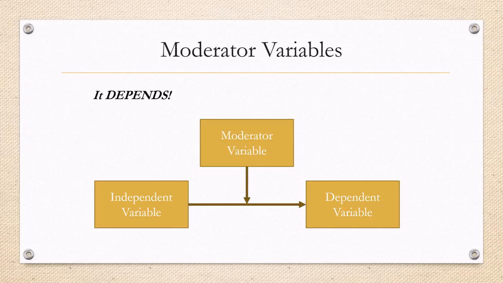We also have more complicated relationships than just the relationship between two variables. Moderator variables are variables which basically say it depends. It may switch how variable X relates to Y. It does switch how the independent variable is related to the dependent variable.